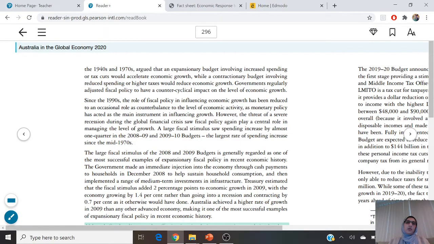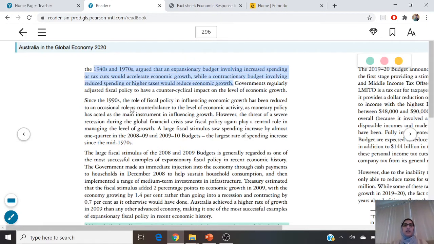According to the Keynesian model, which we discussed in Year 11, and which was implemented throughout the 1940s to the 1970s, an expansionary budget involving increased spending or tax cuts would accelerate growth. We all know that is the case. An expansionary budget basically means that you want to expand the economy, so you give more stimulus packages and reduce taxes, and that makes people spend more. The exact same thing applies for the contractionary budget. That means you want to contract the economy and you don't want people to spend more. That's when you increase taxes and reduce government spending, right?